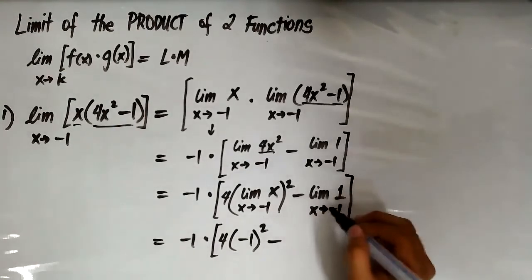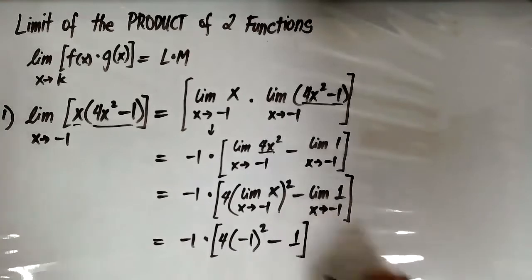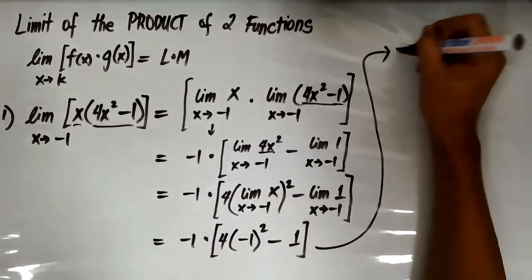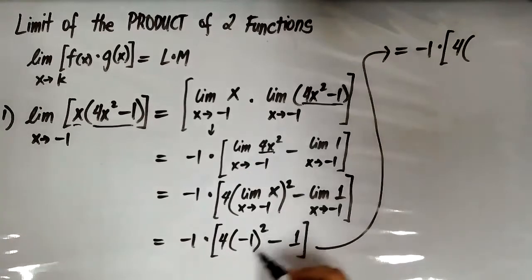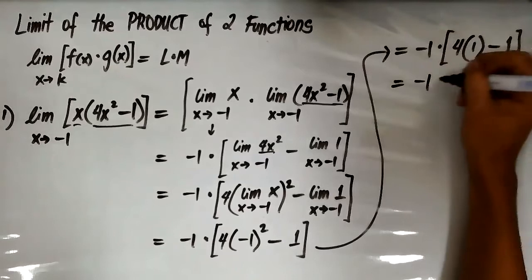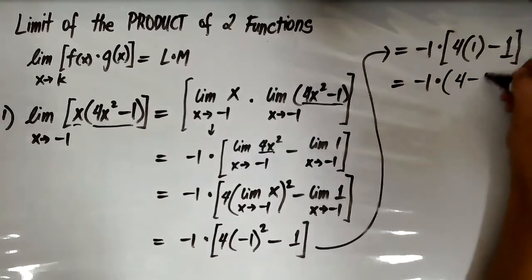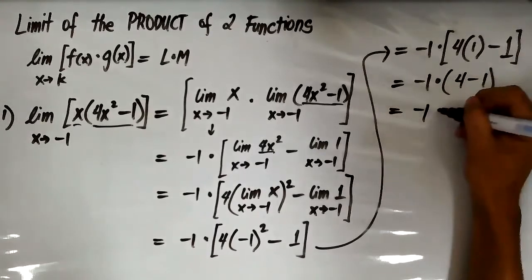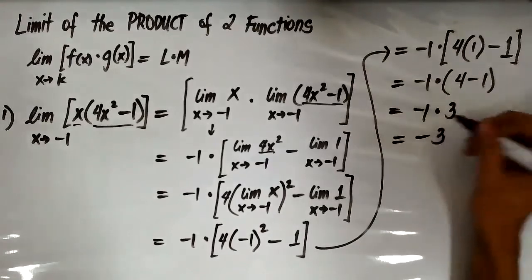Minus, by using the constant function here, the limit of a constant will become equal to 1. All right, so let's start simplifying this. This will become negative 1 times 4 times the square of negative 1, which is equal to 1, minus 1. So we have negative 1 times 4 minus 1, which is negative 1 times 3, equal to negative 3.